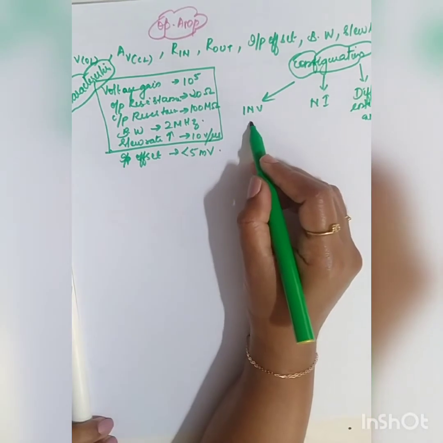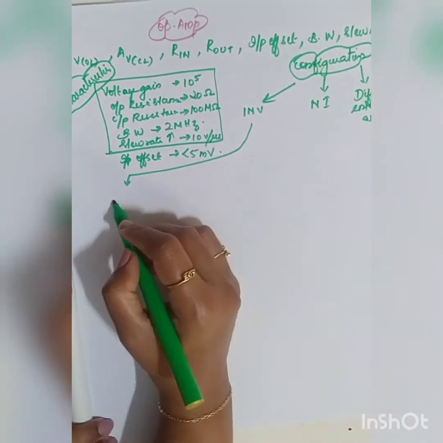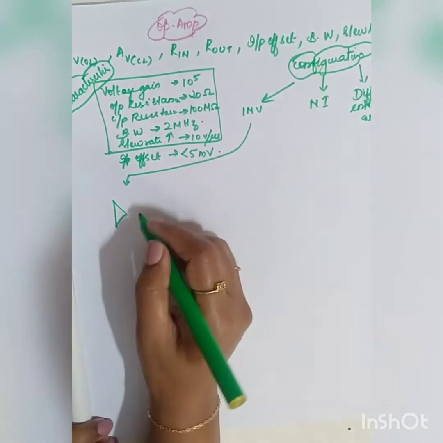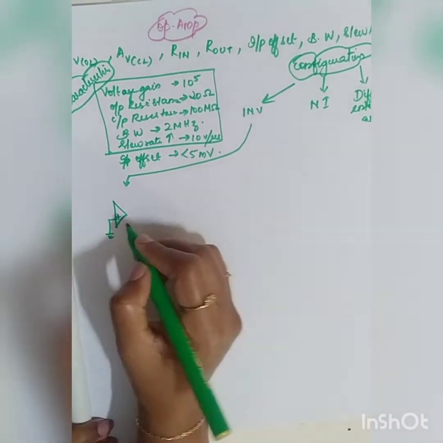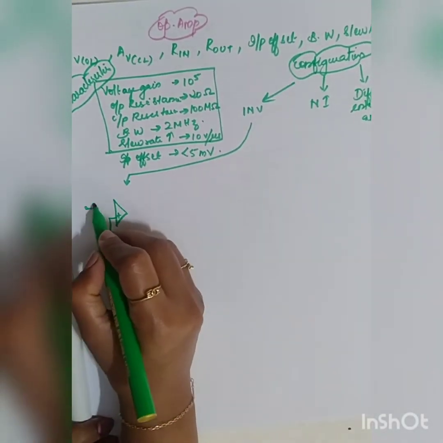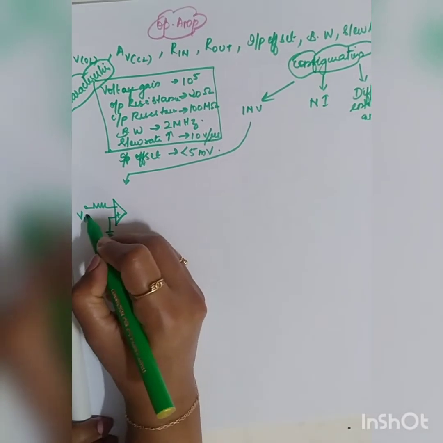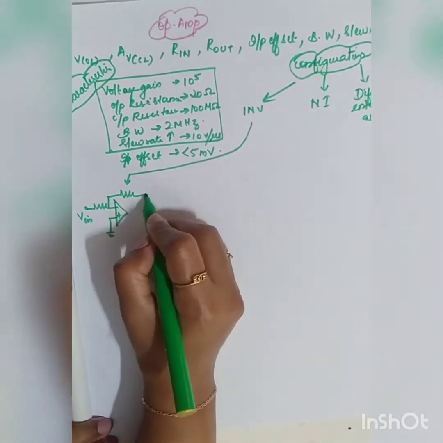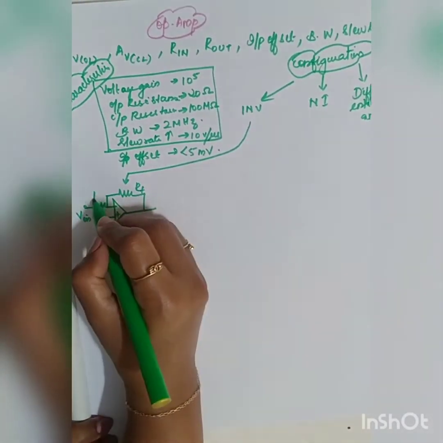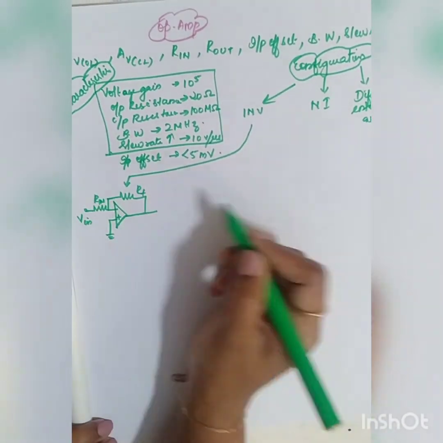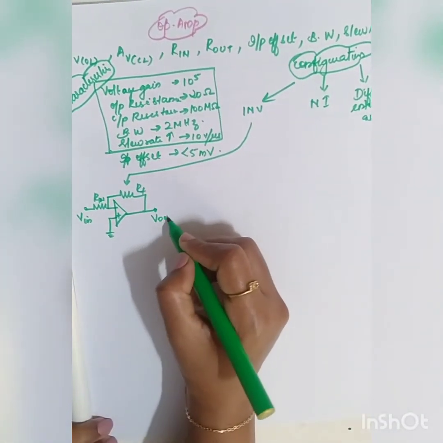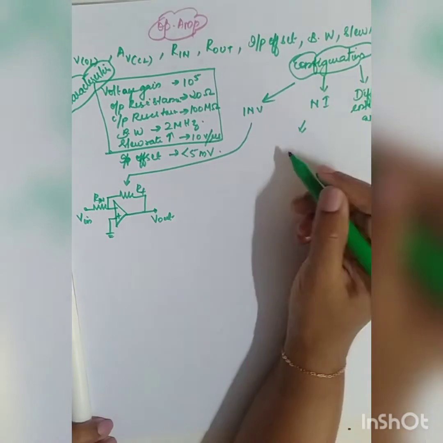So what was your circuit diagram of your inverting amplifier? The non-inverting terminal will be grounded. So input was applied across your inverting terminal. RF, R1 or Rin. This was your V out. Okay, inverting. Now what about your non-inverting?